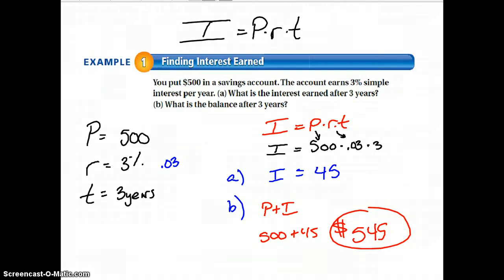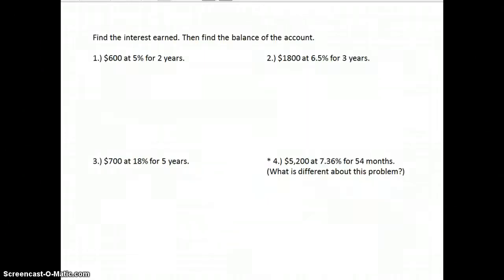Not too bad. You'll find that most savings accounts at banks, at least mine, only give me a couple pennies every time I get some interest, so it's not too much. It's a low percentage of interest.